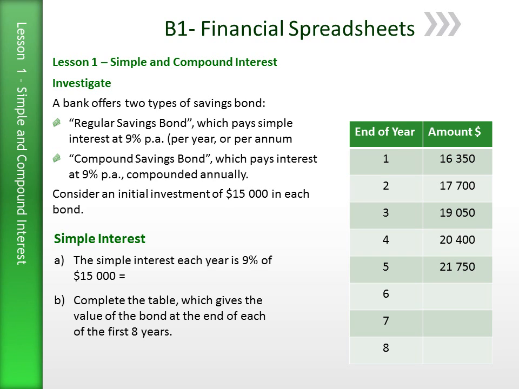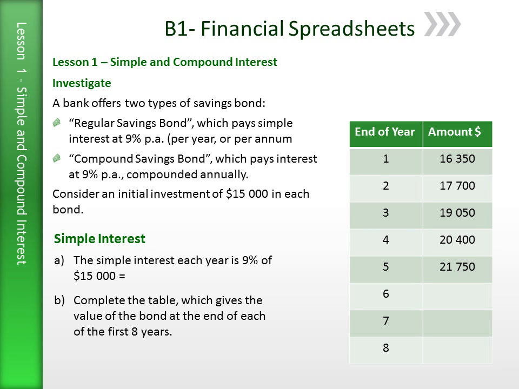Let's investigate the difference between simple and compound interest. A bank offers two types of savings bond. A regular savings bond, which pays simple interest at 9% per annum, which is the same as per year, or a compound savings bond, which pays interest at 9% per annum, compounded annually. Consider an initial investment of $15,000 in each bond.